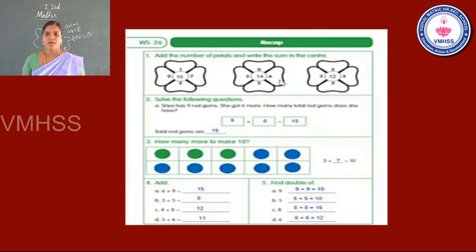8. Okay. Next, C part. 4 plus 8. 12. 4 plus 8 gives us 12. The bigger number is first, and show me the smaller number. Smaller number, show me the fingers.